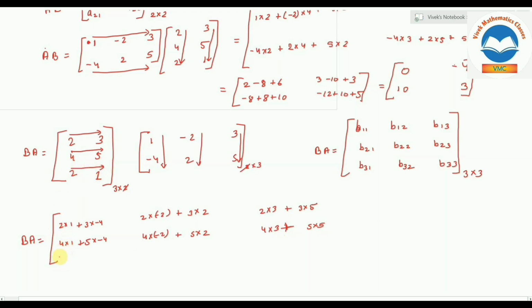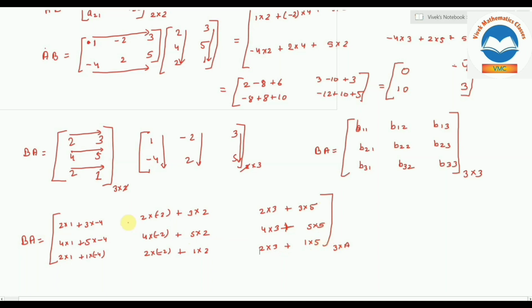So we will multiply this. You will get 2 into 1 plus 1 into minus 4. Next 2 into minus 2 and plus 1 into 2. Next 2 into 3 plus 1 into 5. So this will be your BA matrix of order 3 cross 3.